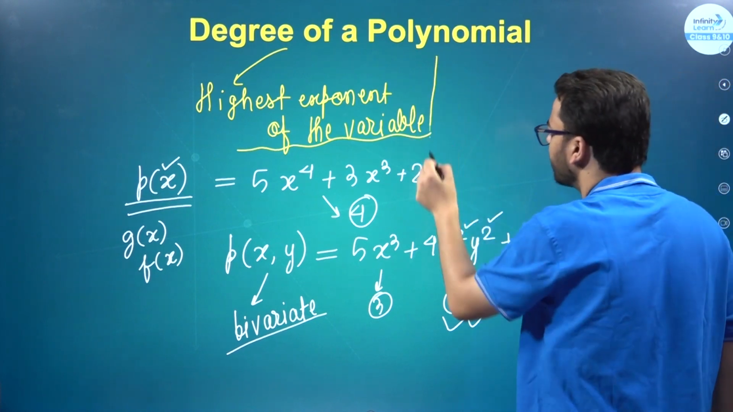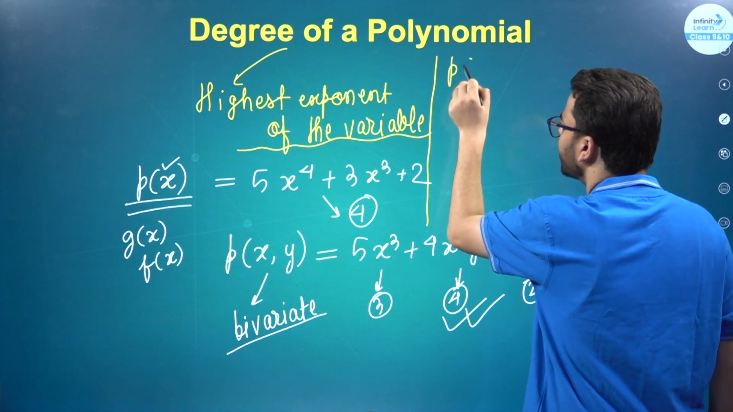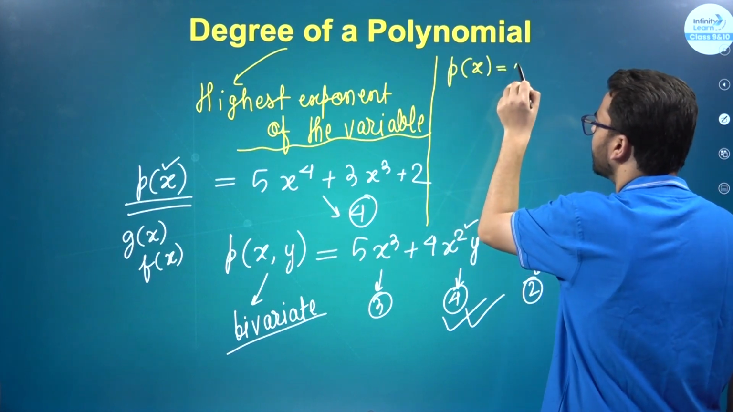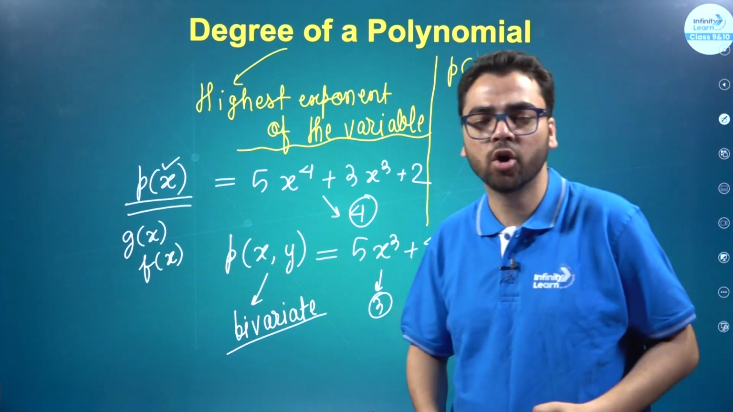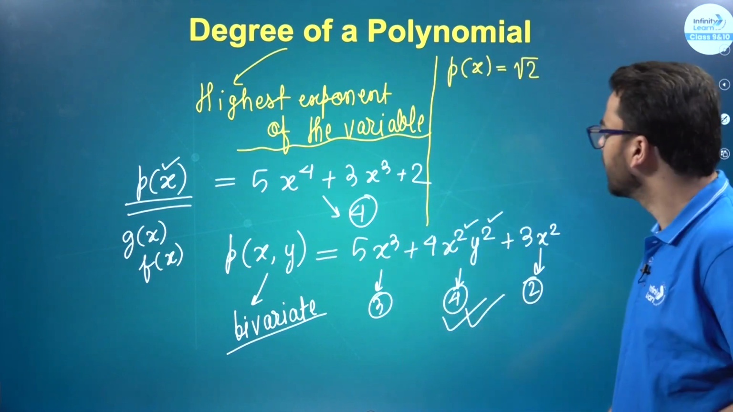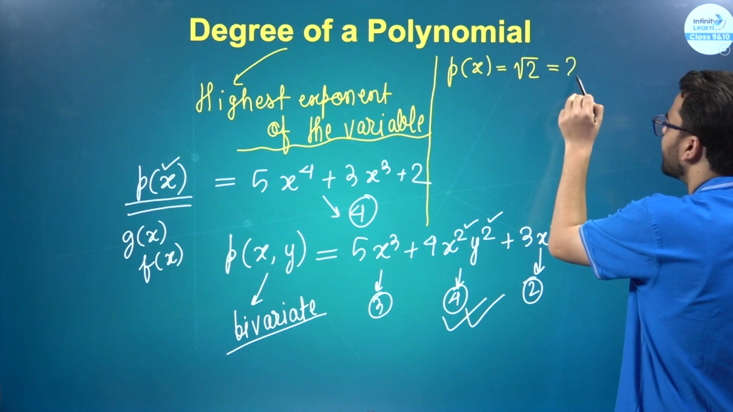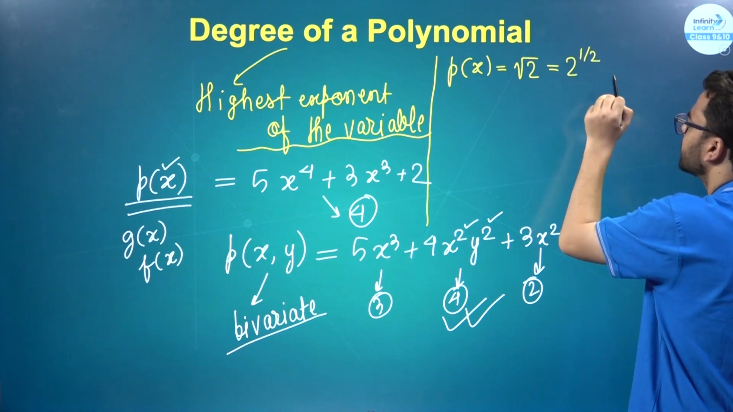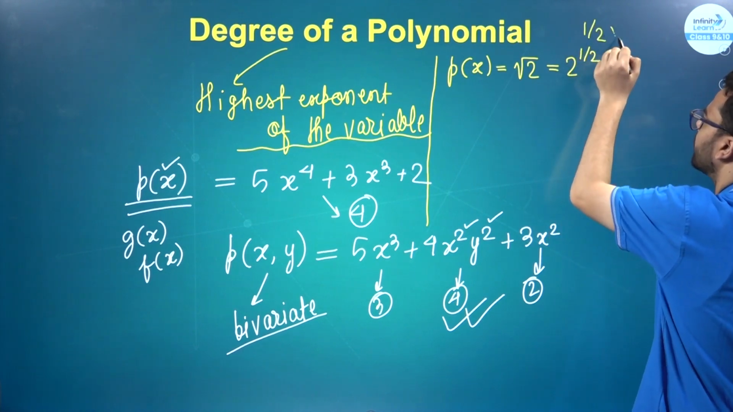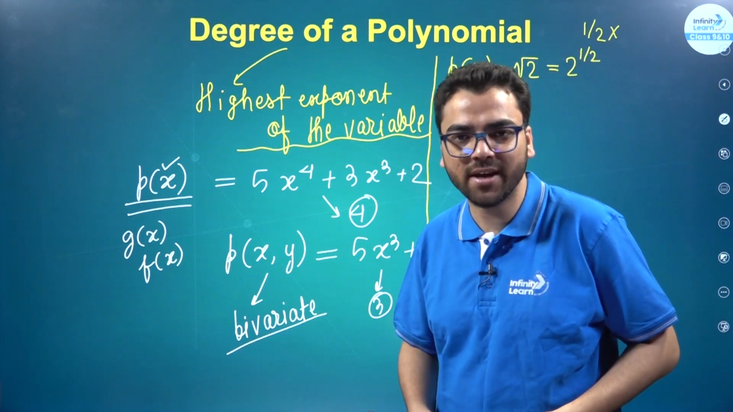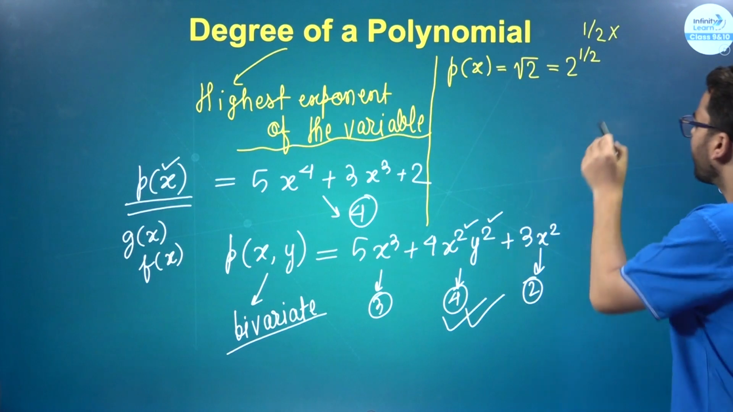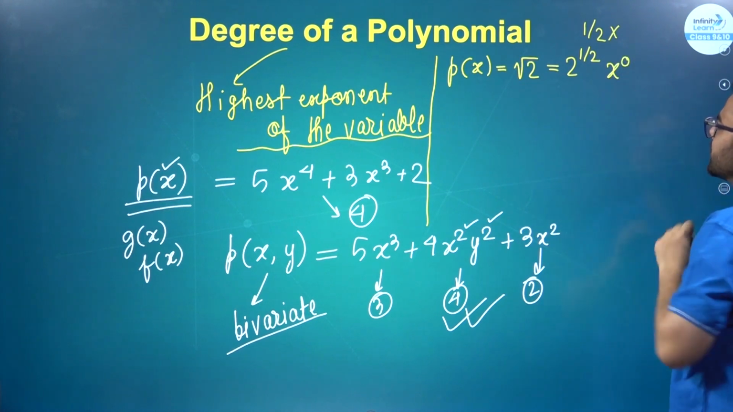For example, somebody might ask, what is the degree of this polynomial? It's a non-zero constant polynomial. Now somebody might say that it is 2 raised to the power 1 by 3, 1 by 2, so the degree is half. But that is not the degree, because the degree is the exponent of the variable, right? So therefore, we can obviously write it as x raised to the power 0.